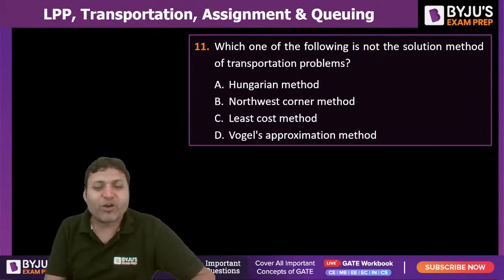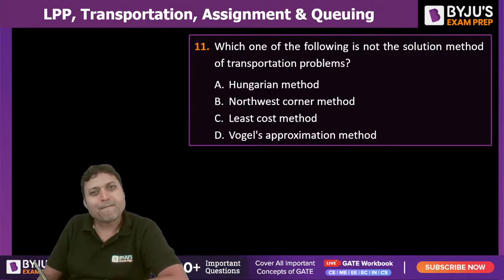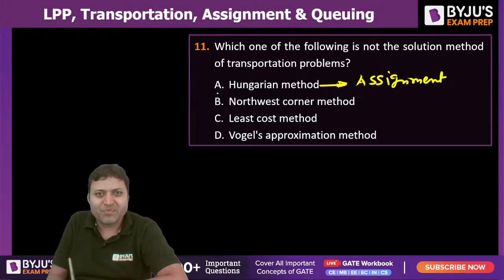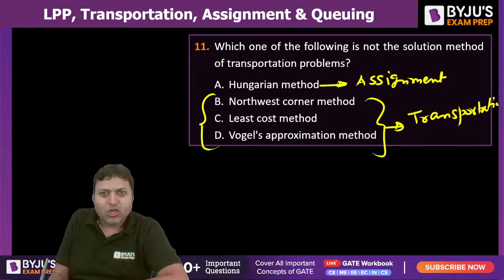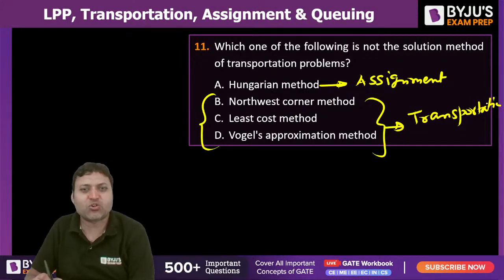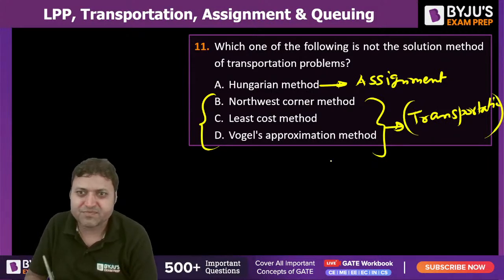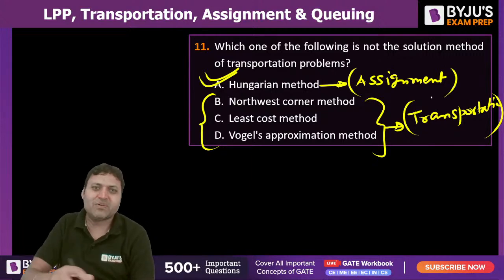Now for transportation problem, which one of the following is not the solution method of transportation problem? This is for assignment problem. This is the method used for assignment problem. These are the methods used for transportation. Northwest corner method, least cost method, and Vogel approximation method are used for transportation. So option A is the correct answer. That is for assignment problem, the Hungarian method.